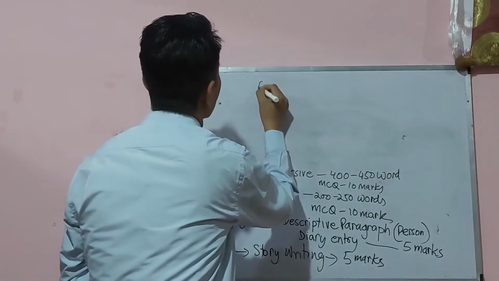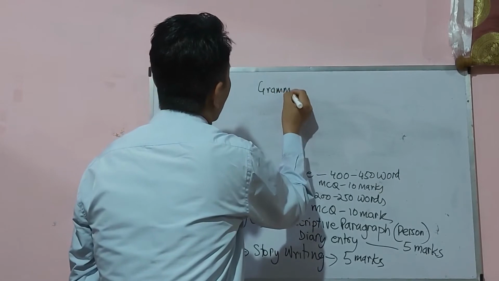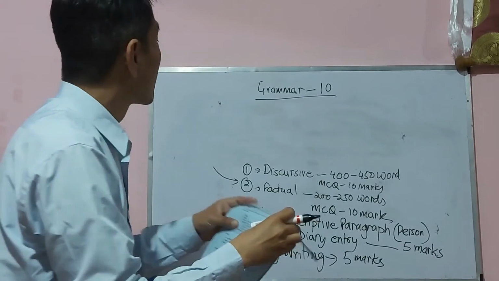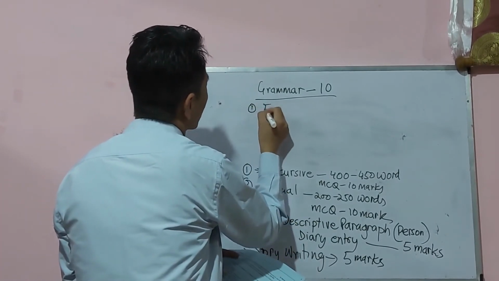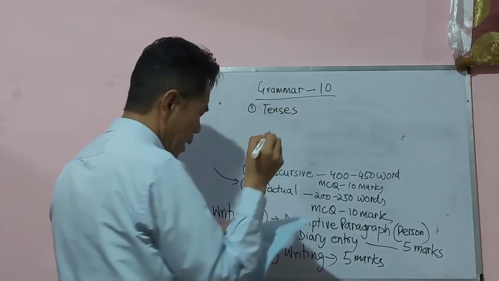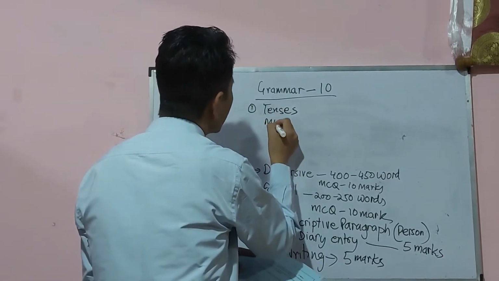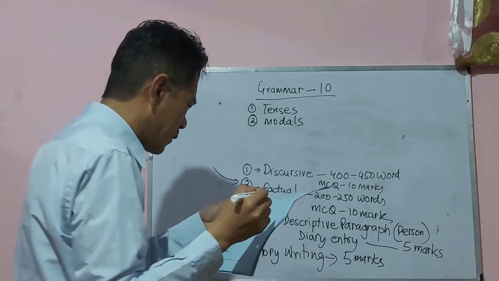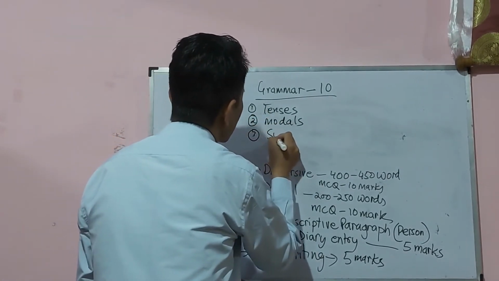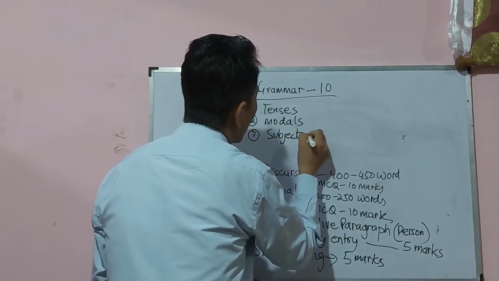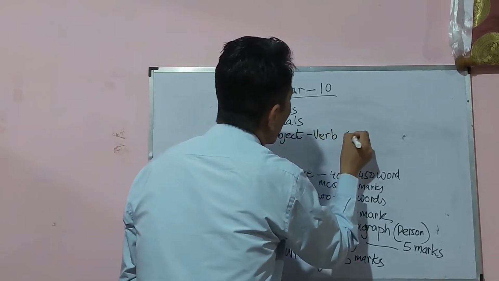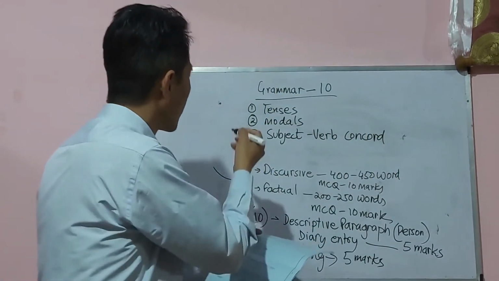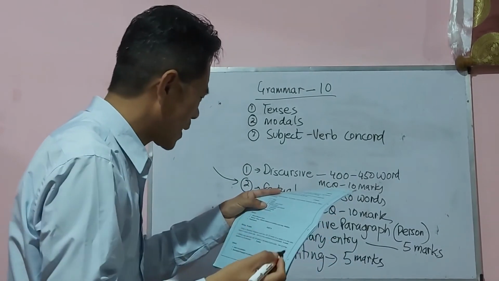Okay, let us talk about grammar. Grammar again has 10 marks. Now, what are the grammar sections? We have got the tenses, we have got the modals, and the subject-verb agreement, subject-verb concord, just like class 10. Basically, this grammar syllabus is the same as class 9 and 10.